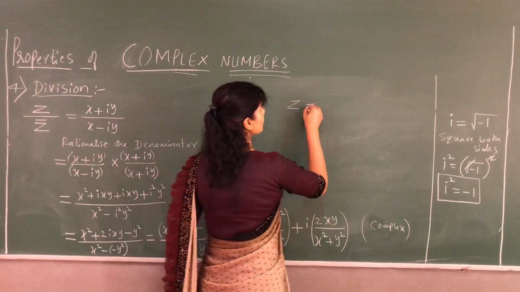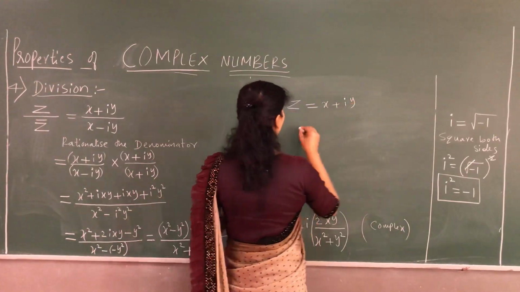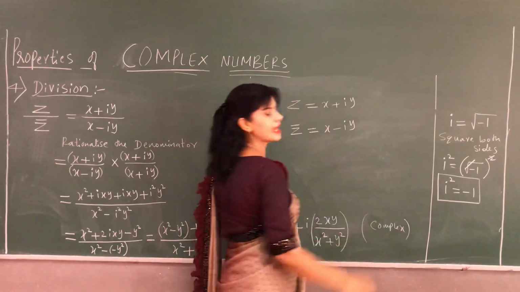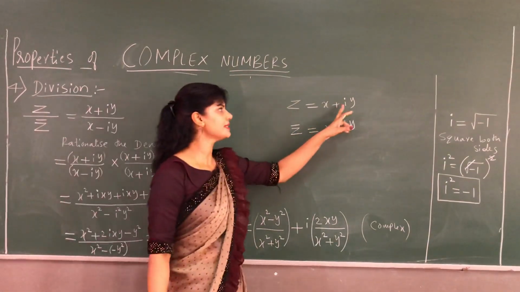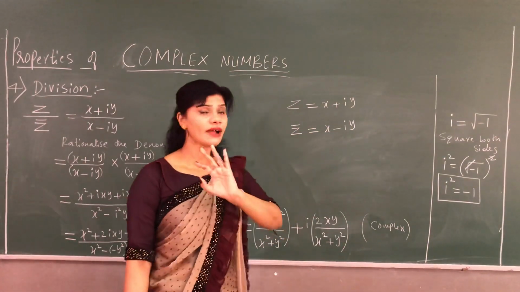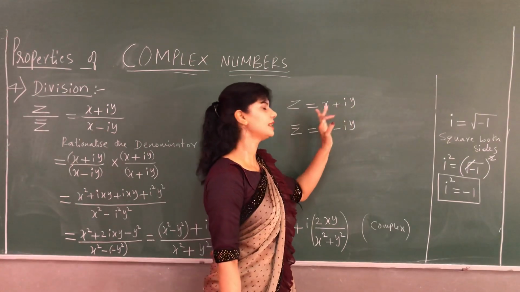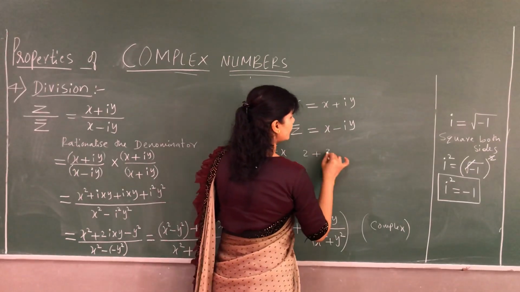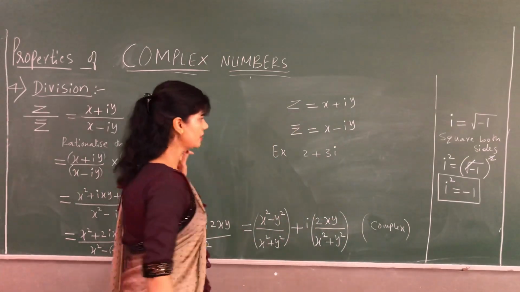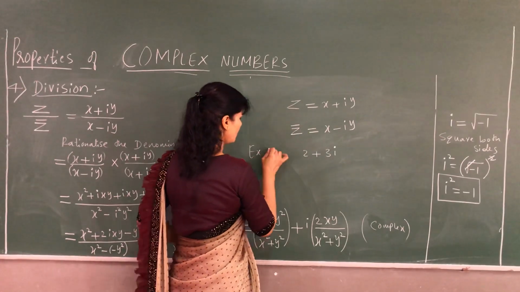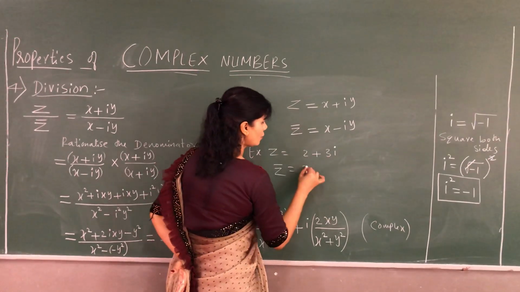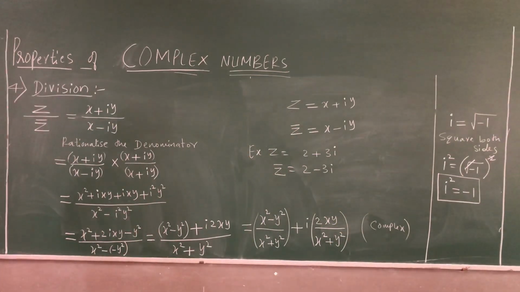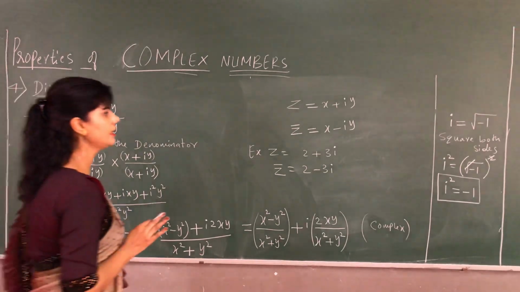If z is equal to x plus iy, its conjugate is denoted by z bar, and it is got by changing the sign of the imaginary part. Plus iy becomes minus iy. You have to change only the imaginary sign, not the real part's sign. For example, if 2 plus 3i is the given complex number z, then its conjugate is 2 minus 3i. Okay students, only change the sign of the imaginary part.